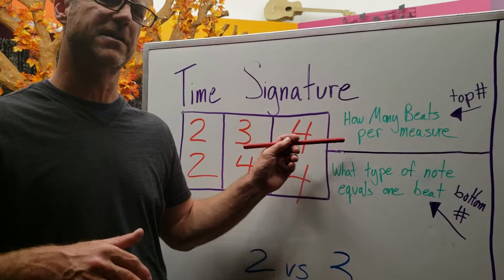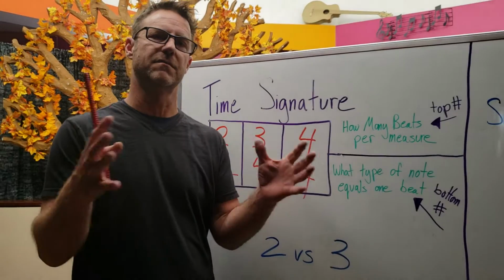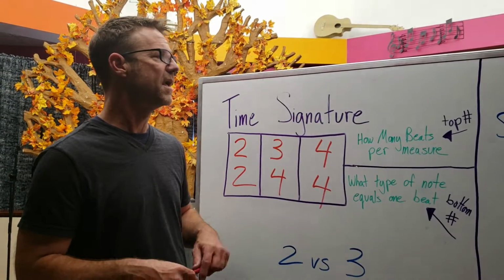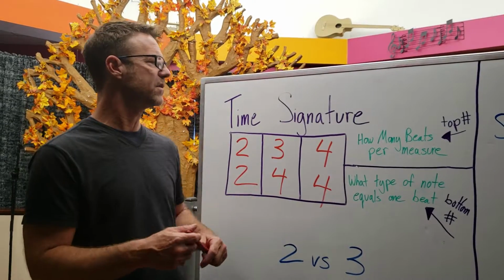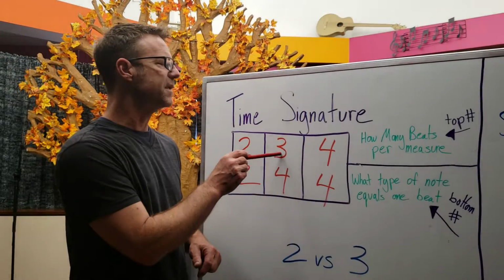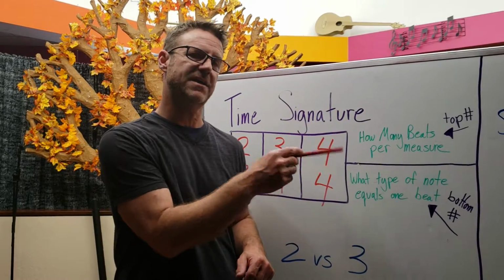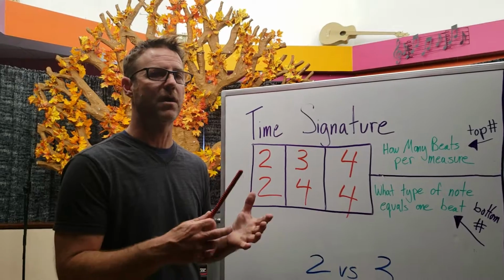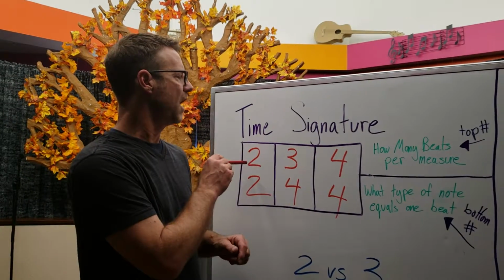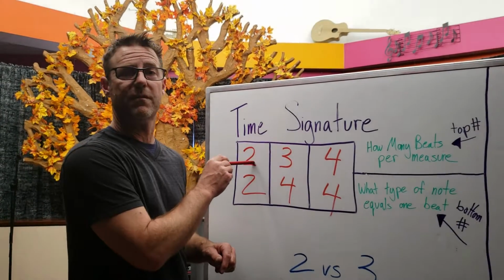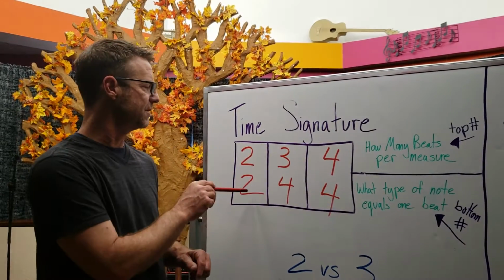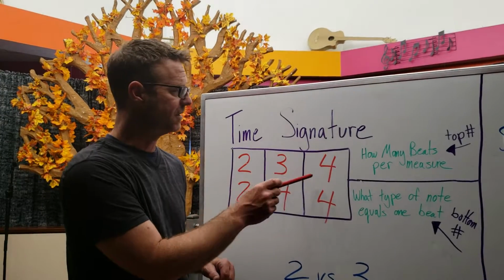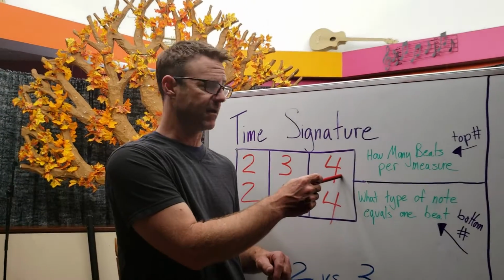If you're not sure what a measure is, it's basically how we divide music in a piece of sheet music, a measure is just a section. So what we're talking about is how many beats there are per measure. It's also called a bar in music. Some musicians will call it a bar. So how many beats per bar, and the time signature tells us that with the top number. In this time signature, there's 2 beats per measure. There's 3 beats per measure in this one, and there's 4 beats per measure in this one.